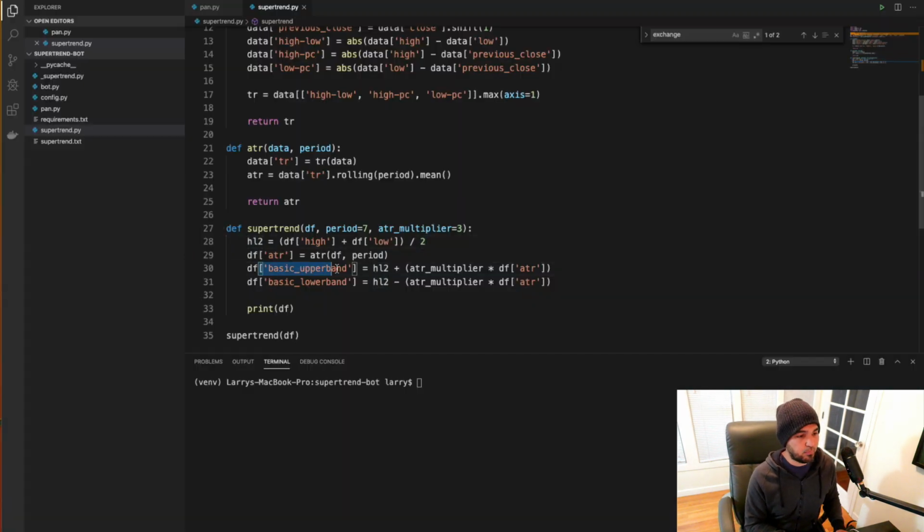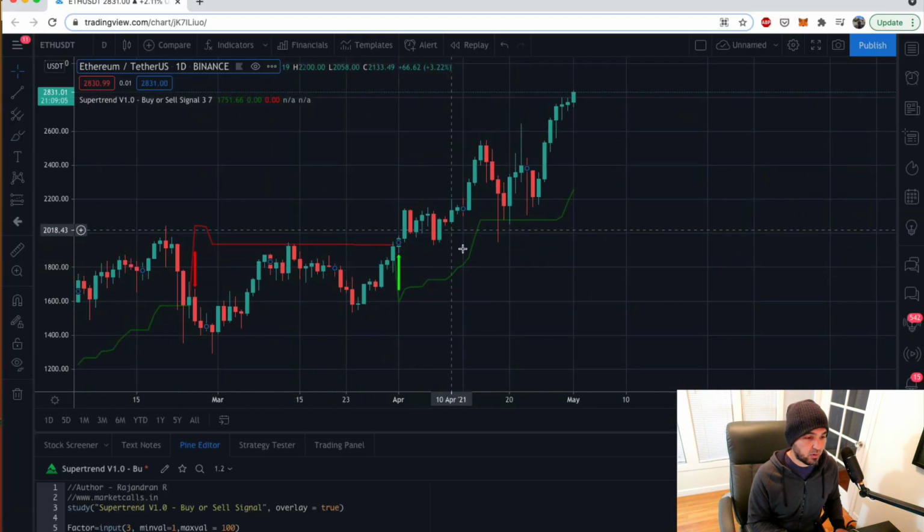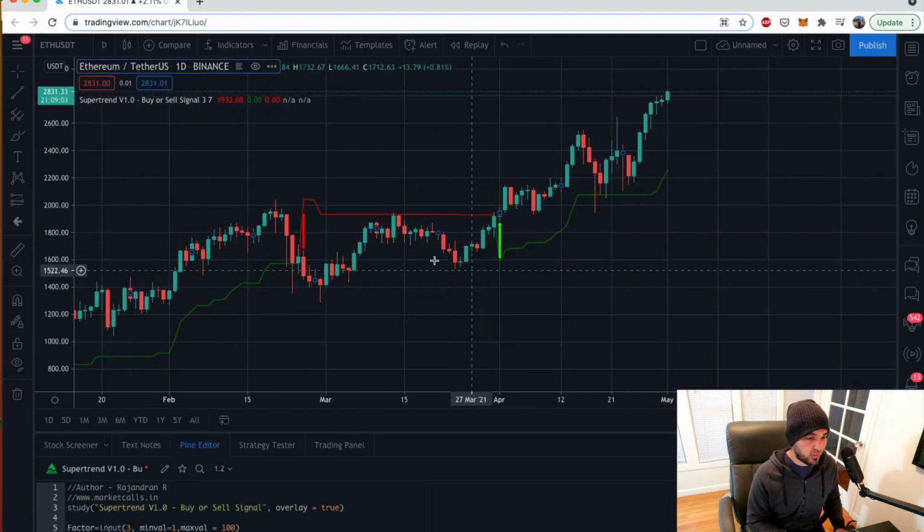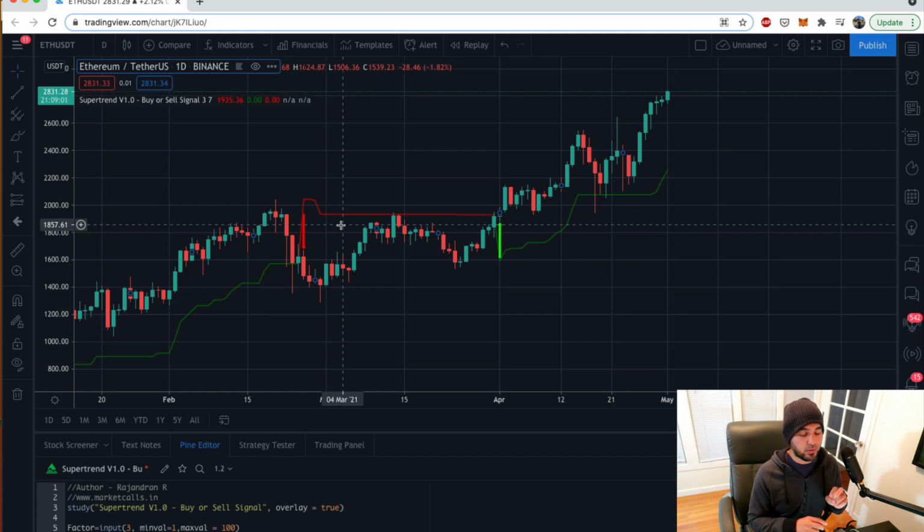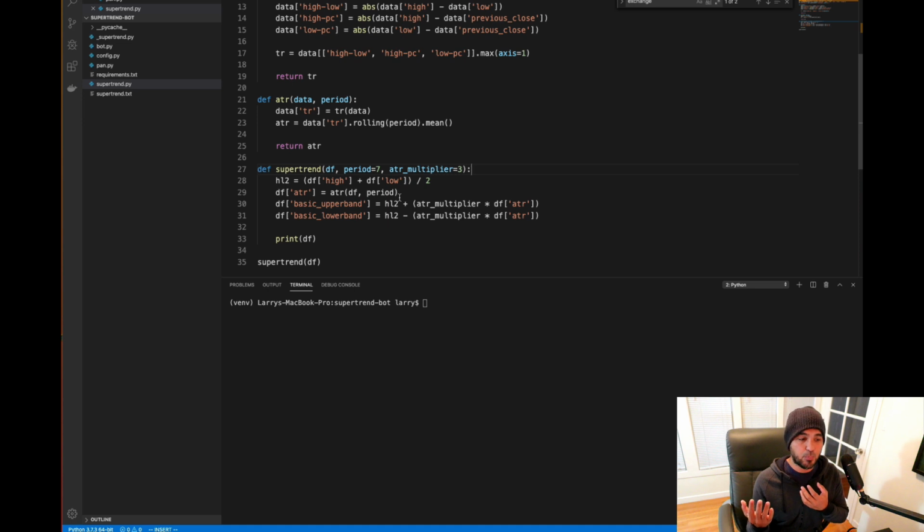And then we said the basic upper band is the high plus low divided by 2 plus some multiplier of the ATR. And so we're using a default of 3 and we're using a period of 7 for the ATR. And so we calculate these upper and lower bands. So this is the final upper and lower band, if you remember in the definition. So what's the difference between the basic upper and lower band and the final upper and lower band?